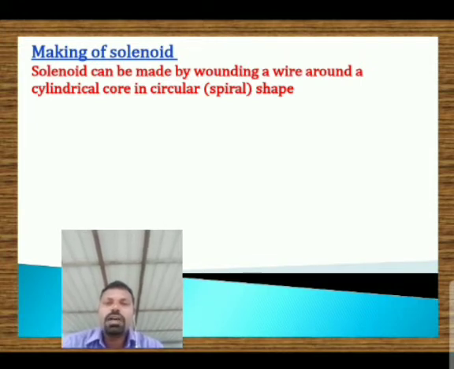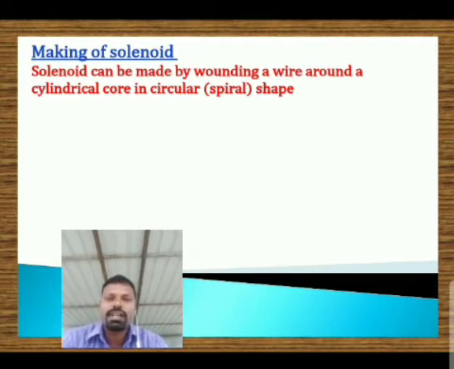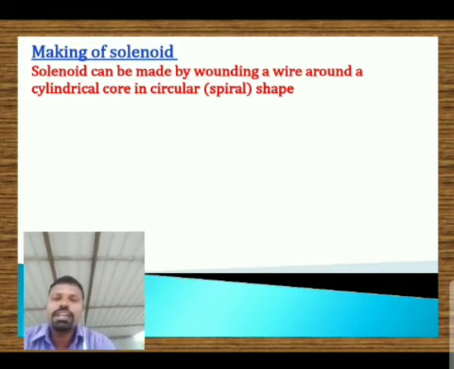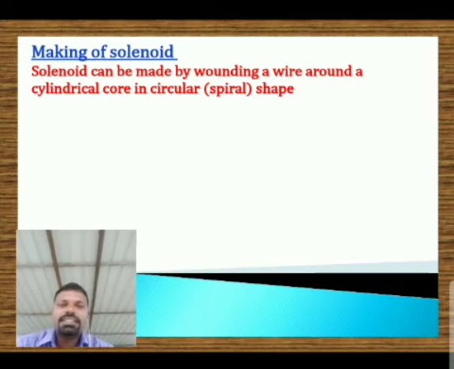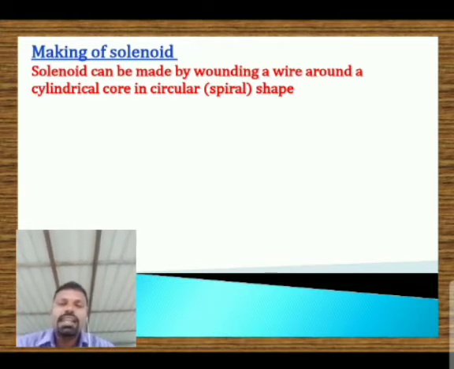Next, using this Biot-Savart law, I am going to discuss how to find the magnetic field on the axis of a solenoid. First, what is a solenoid? Actually, a solenoid is nothing but a circular coil which contains a large number of turns. A very simple way to make a solenoid: just take a long straight current carrying wire and wind it around a cylindrical core, then you will get this solenoid.